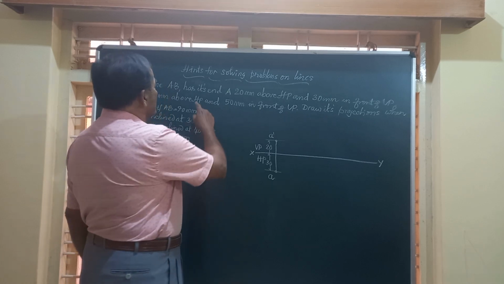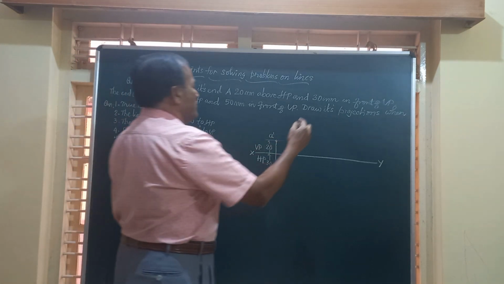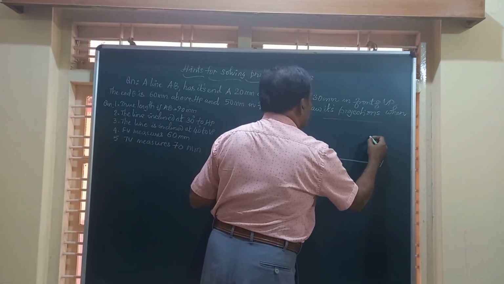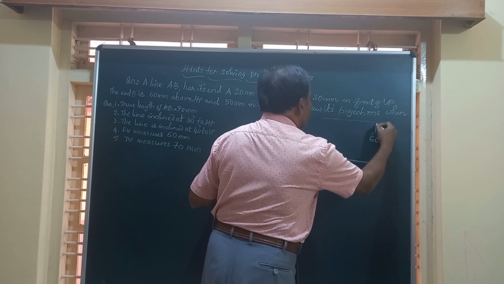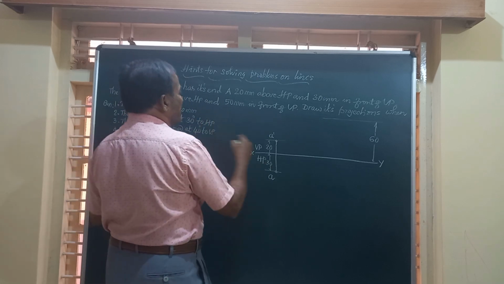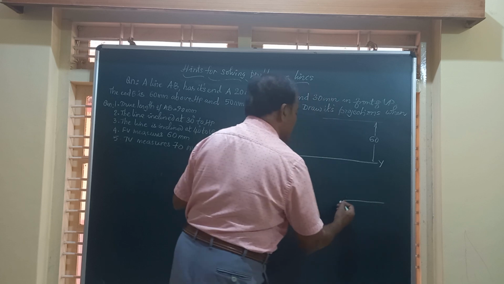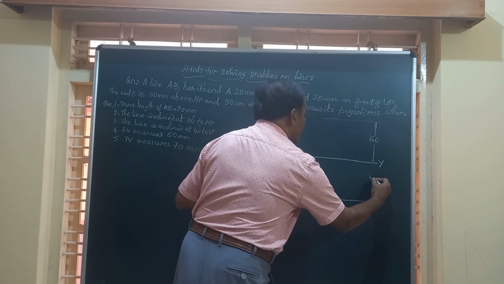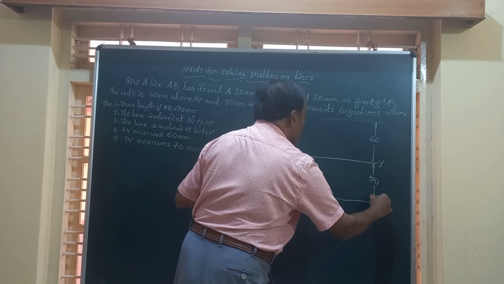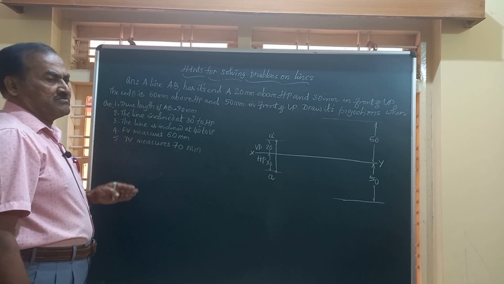Similarly, friends, the end B is 60 mm above HP. So I will just draw a line here, at a distance of 60 millimeter above HP, and it is 50 mm in front of VP. So I am going to draw another line here at a distance of 50 millimeter in front of VP. This is the common data for all these five problems.